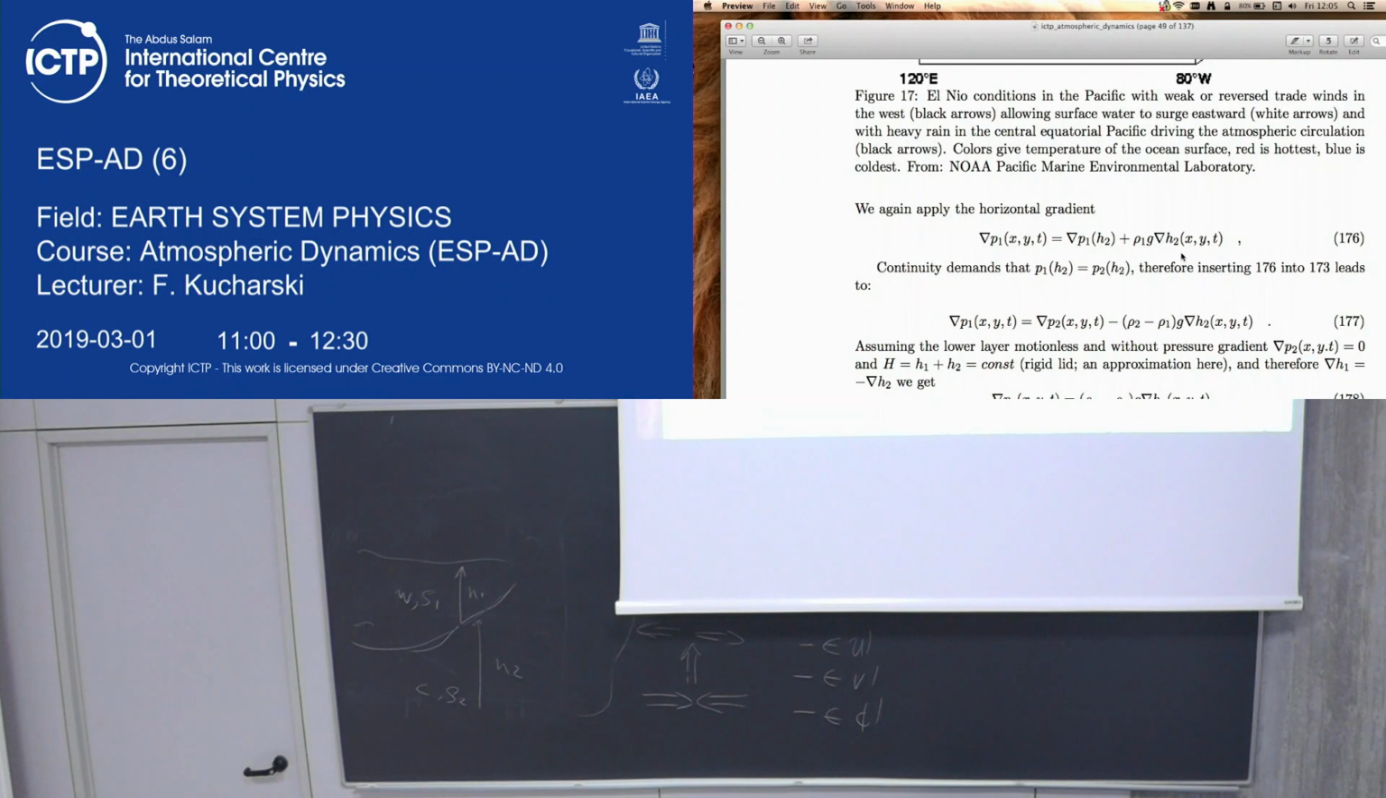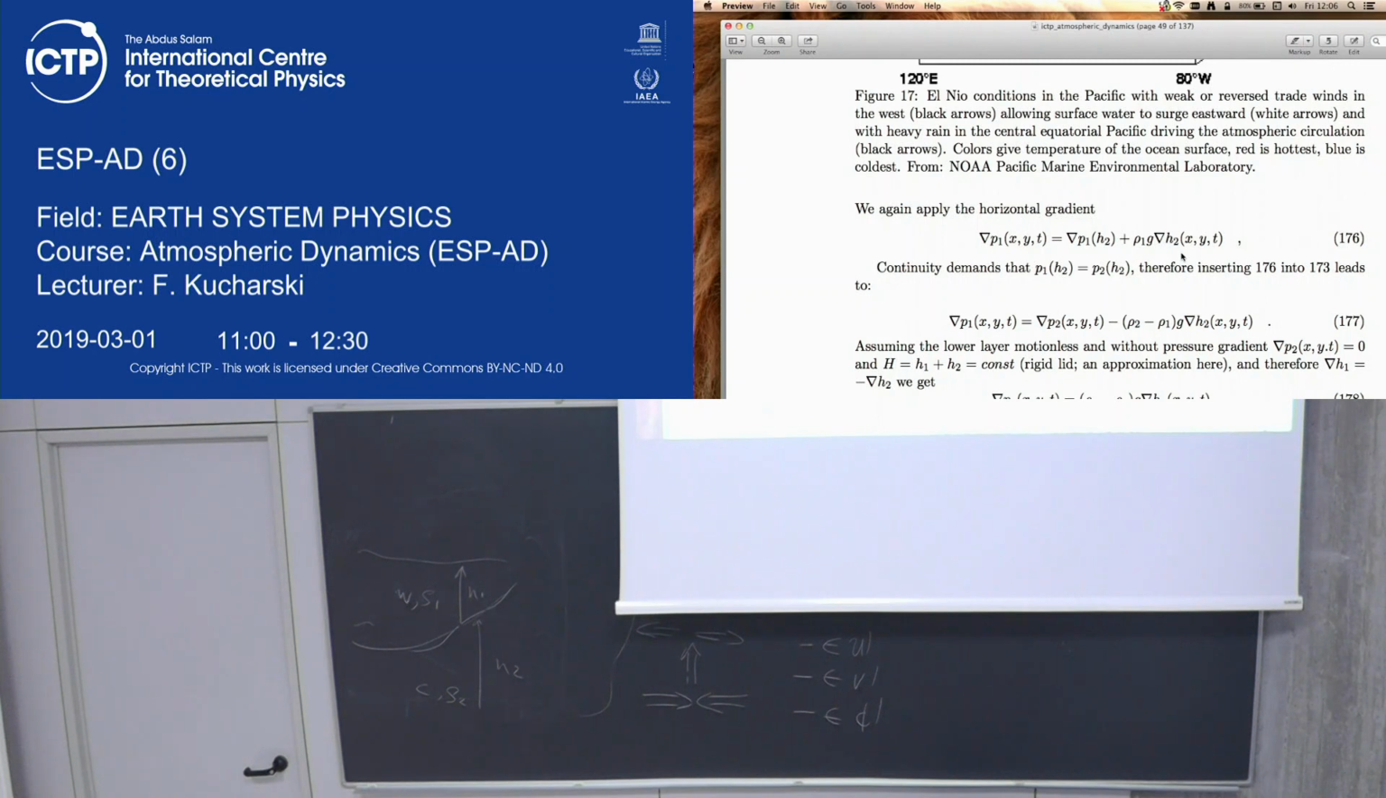And that leads to this equation here that relates the pressure gradient in the upper layer to the pressure gradient in the lower layer and the pressure gradient, if you want, of the thermocline. Because, okay, we have here the gradient of H2, but assuming that H2 plus H1 is a constant, it's just the height of the total system, which is an approximation, then we can express the gradient of the thermocline just by minus the gradient of the height of the second layer. So that's trivial. This is just the gradient of the thermocline in principle.